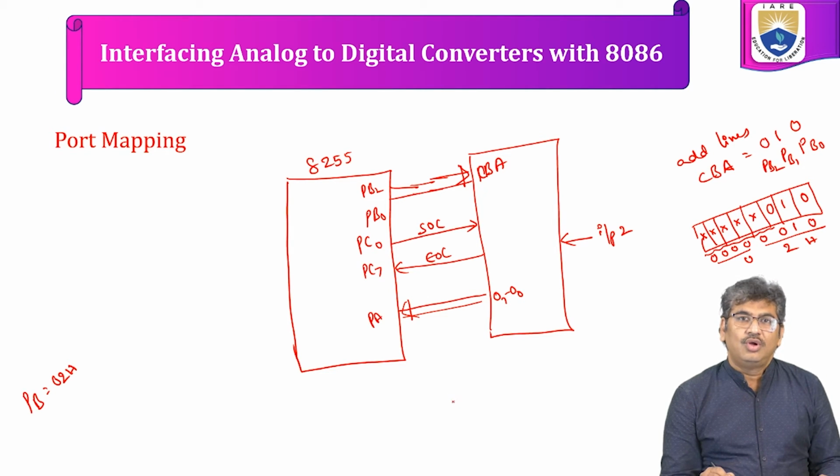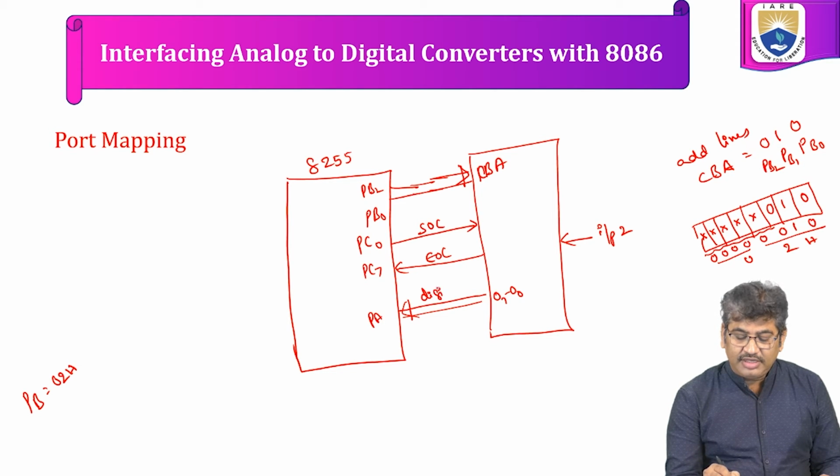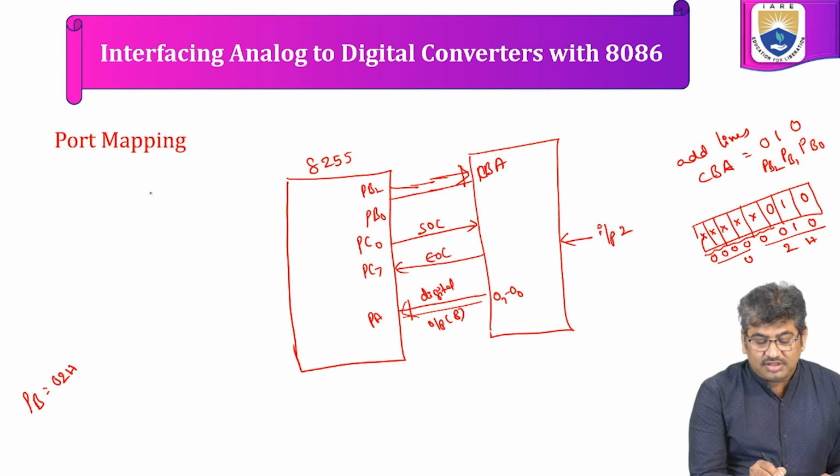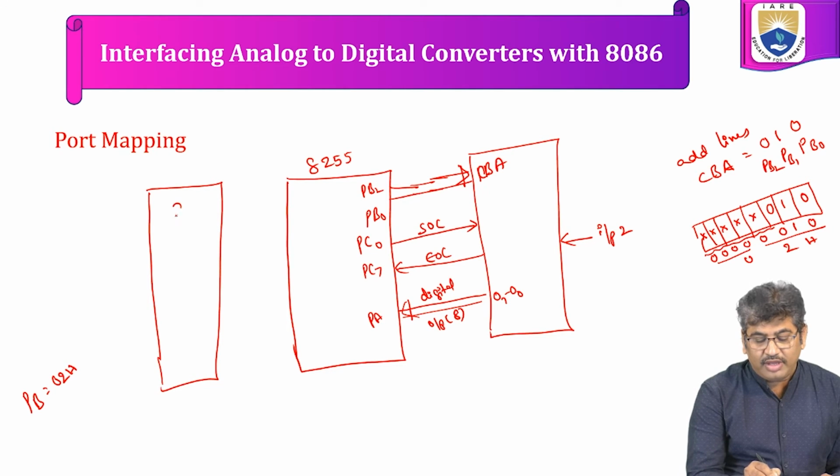Port A7 to port A0. It is 8-bit size. So this is the 8-bit digital output. So this process will be done by using the 8086 processor.